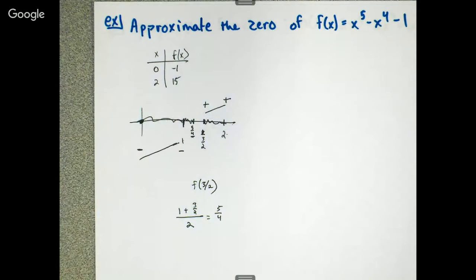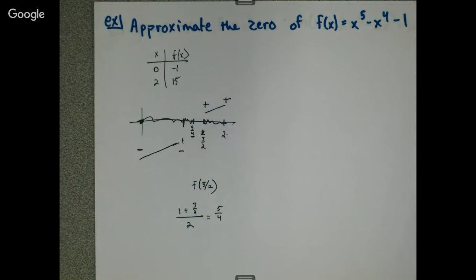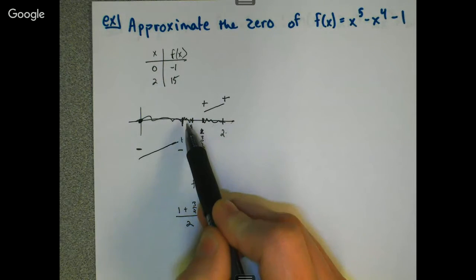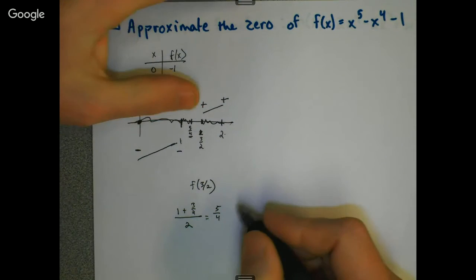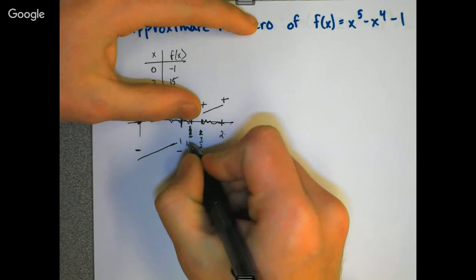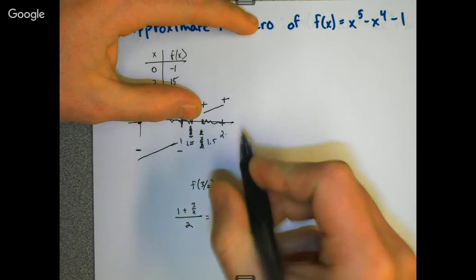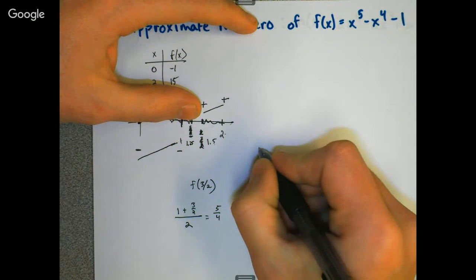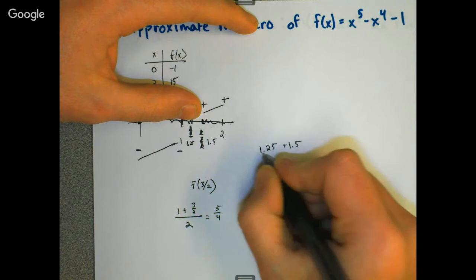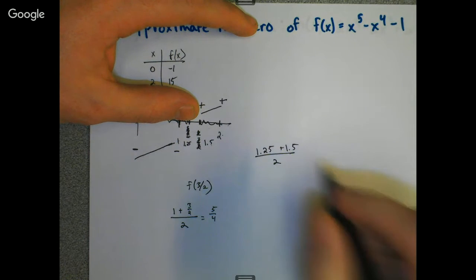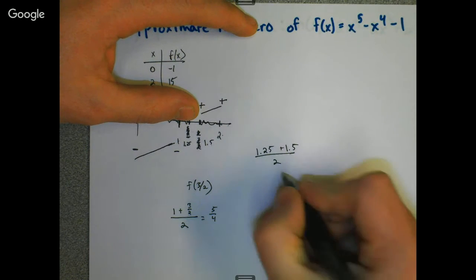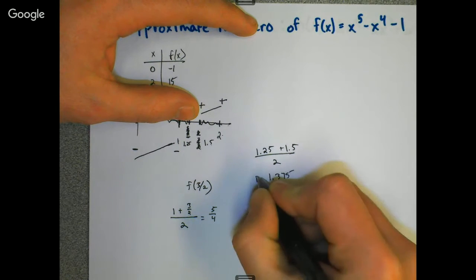Now this can continue forever. Unless your midpoint or your bisection lands on the 0, this will keep repeating several times. So let's just do it one more time, and we'll change these to decimals. This is 1.25, and this was 1.5. So we're going to go between 1.25 and 1.5. If I take 1.25 plus 1.5 divided by 2, that's 1.375.